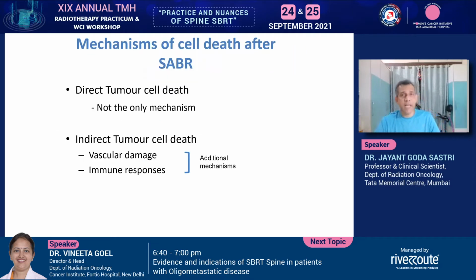Thus, to summarize the mechanism of cell death after SABR, tumor cell death can happen as a result of direct tumor cell kill. And this is not the only mechanism. You can also have indirect tumor cell kill with SABR doses, and that can be because of vascular damage and immune responses.